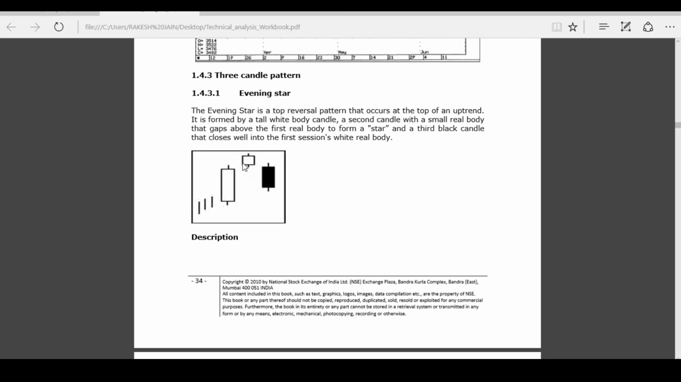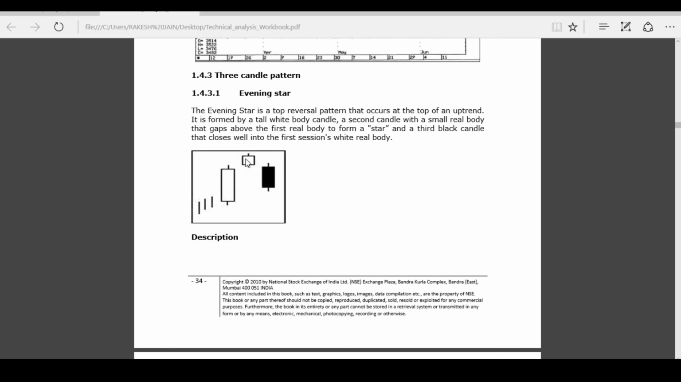The evening star. How does the evening star look? What does evening mean? Duskness, dullness. So it's a powerful reversal pattern on the lower side. Morning star, when I talk about it, is more about brightness. So that is uptrend, while evening star is about downtrend. It's a three-candle reversal pattern.